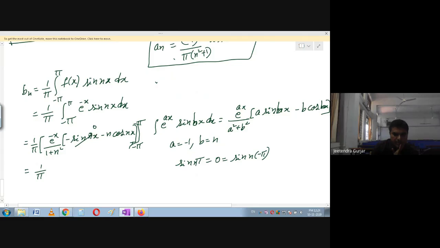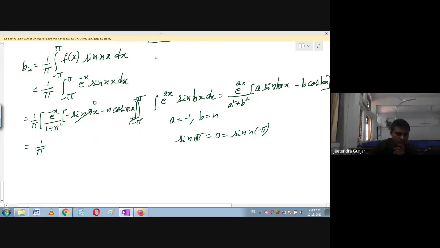So please remember this. Then only minus n cos nx remains. What remains, friends? Only n cos nx remains, so that I will take outside. Again, whatever constants are there, I am going to take outside. That is n square plus 1 is constant, I will take outside.